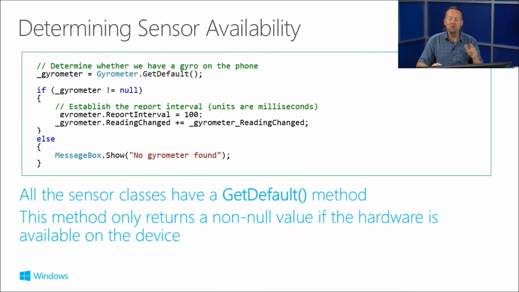First of all, you have to make sure that a particular sensor is available on the device. So the first thing you almost always do is call the GetDefault method of any of these particular sensors. They all have this, and if the sensor is available and present on that device, you will get an object back. And if it's not been installed by the manufacturer, then obviously that will return null. So that's essentially the first thing you must always do with any of these sensors.